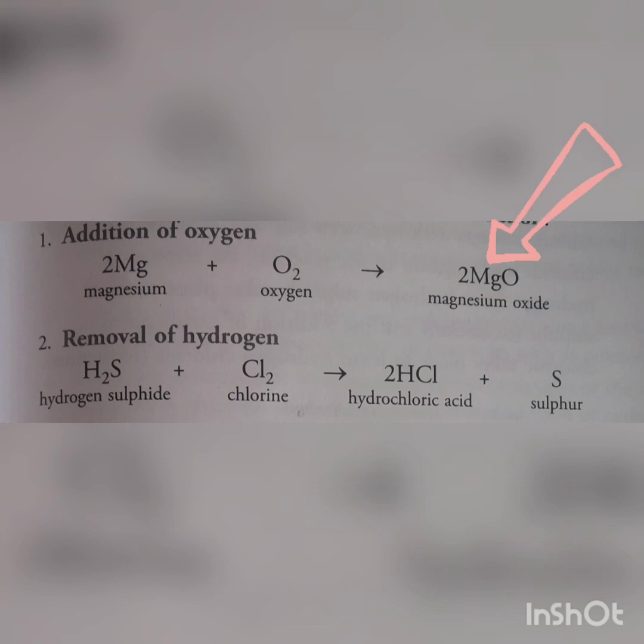Let's see an example. Magnesium plus oxygen gives out magnesium oxide. So what is being added to magnesium? Oxygen, to form magnesium oxide. So it is an example of an oxidation reaction. The next one, hydrogen sulfide plus chlorine gives out hydrochloric acid and sulfur. Now see here, hydrogen is being removed from sulfur. So this is also an oxidation reaction in which hydrogen is being removed.